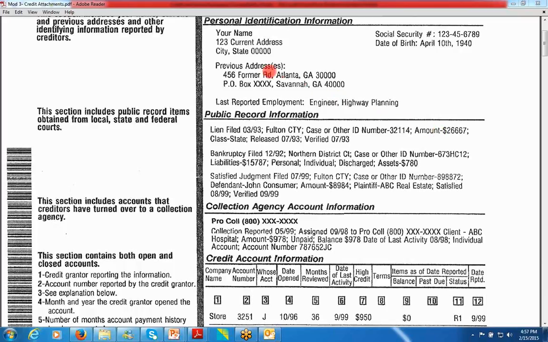So from the personal information, if it is incorrect, then you can contact the credit bureau online or in writing and correct that information. Public records information, some examples of public records information, that's things that are filed at the courthouse.